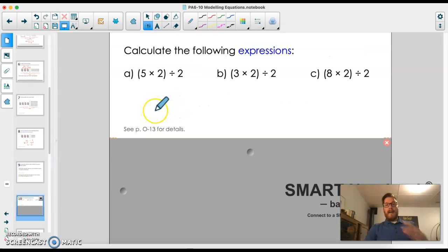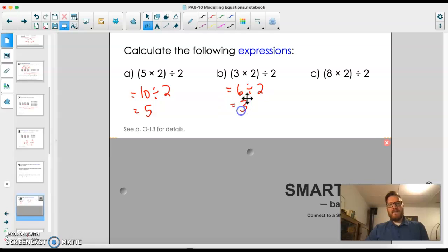Okay? Now, that gets us to this point. This is just a little diversion. But if I have 5 times 2 in brackets and then divide by 2, I can say, well, 5 times 2 is 10. I still got to divide it by 2. And then I get back to 5. Over here, I got 3 times 2 in brackets. That's 6 divided by 2. And 6 divided by 2 gets me back to 3. Here I have 8 times 2, which is 16, divided by 2, and that gets me back to, you guessed it, my original number, which is 8.